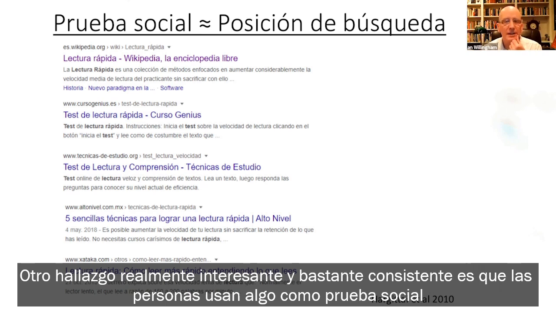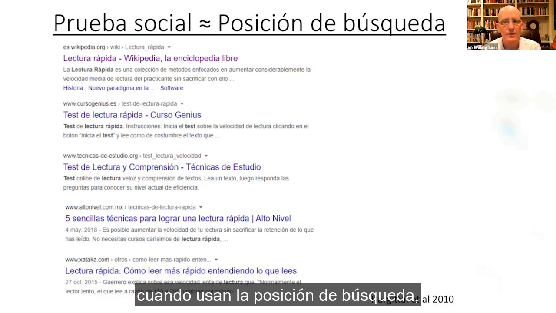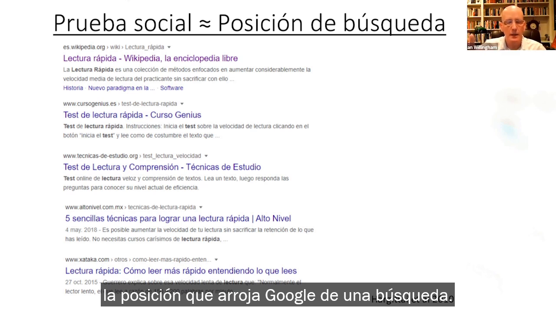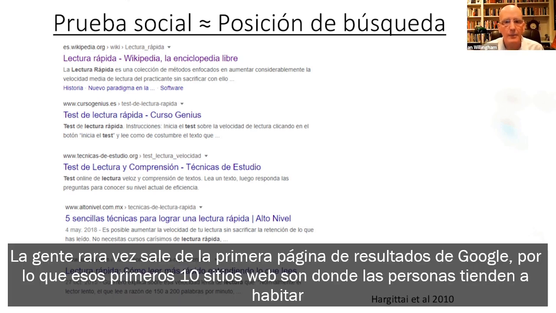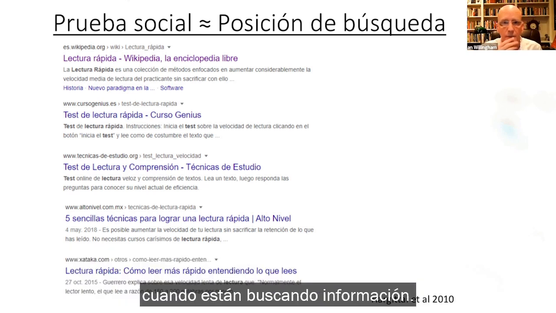Another really interesting and quite consistent finding is that people use something like social proof, in that they use the search position, the position that Google returns from a search. People rarely get off the first page of hits from Google. So those first 10 or so websites are where people tend to dwell when they're searching for information.